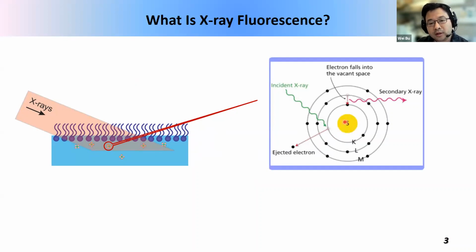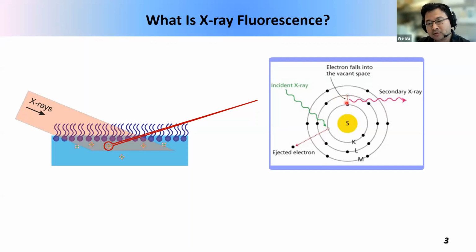The nucleus in the middle has protons and neutrons. Outside the nucleus, there are electrons moving around in different orbits or shells. The inner shell has lower energy, and the outer shell has higher energy. So when an X-ray comes in with high enough energy to knock out an electron from the inner shell, it leaves an empty spot in the inner shell. And electrons from the outer shells have high energy, so they like to fill in this empty spot. During this process, it will release energy because the outer shells have higher energy.